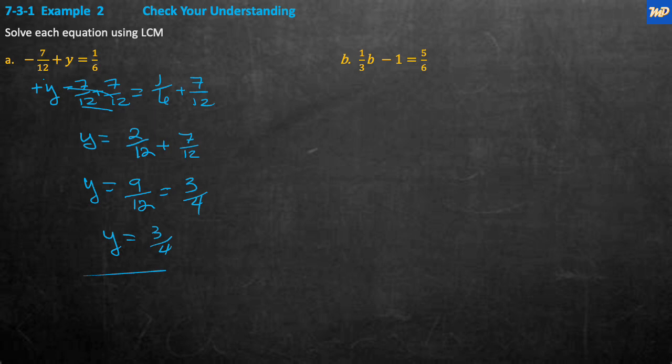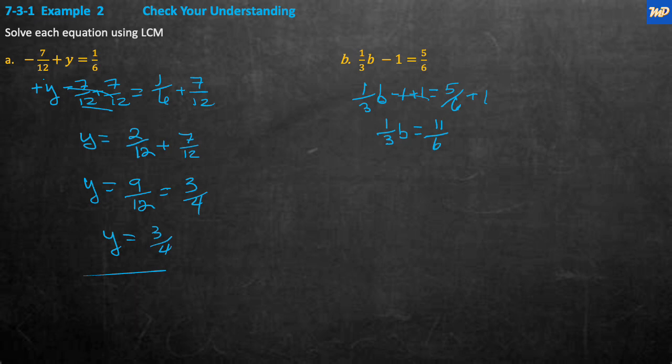And now this one over here, let's try b. 1/3 b minus 1, let's move it right now, plus 1 is equal to 5/6 plus 1. And so these cancel out. So we're going to have 1/3 b is equal to 5/6 plus 1. So 1 is 6/6. So it's 11/6.